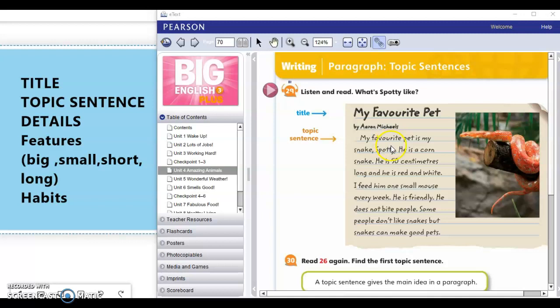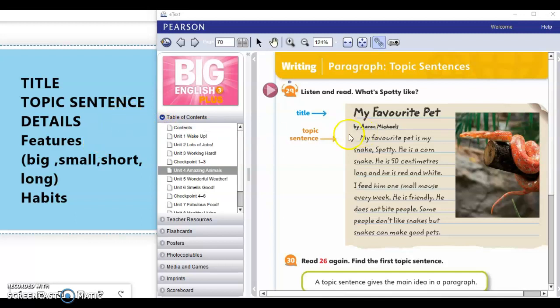All right. So title and topic sentence. So if you take a look here, you will see that it says a topic sentence gives the main idea in a paragraph. So we show the reader what we are going to talk or write about. Okay. After the topic sentence, we need to give details, which means that we need to say or write more things about this animal. So let's see what exactly these details are.